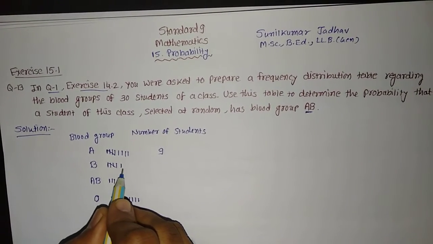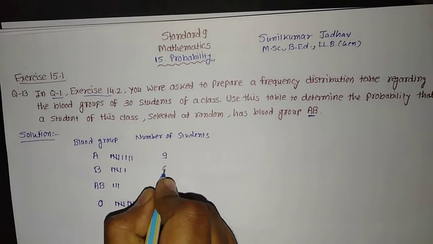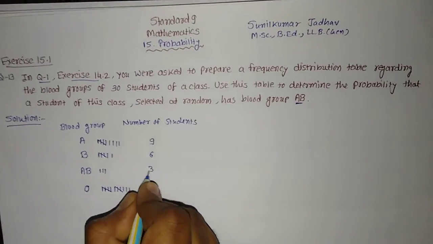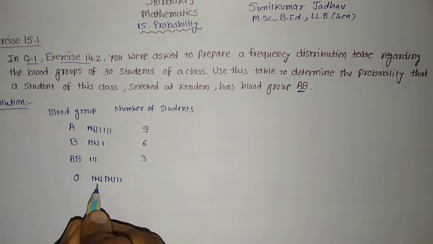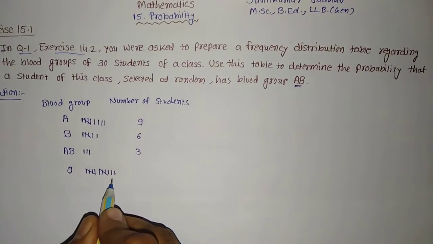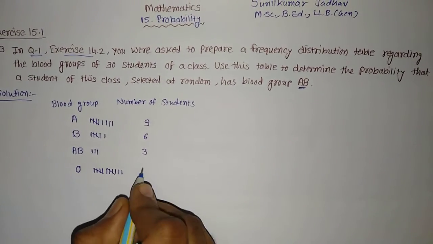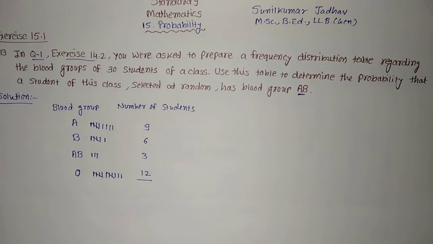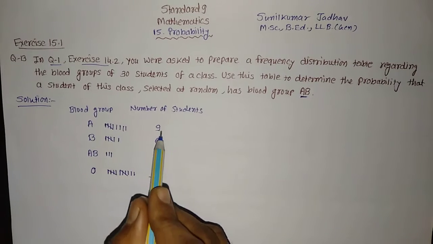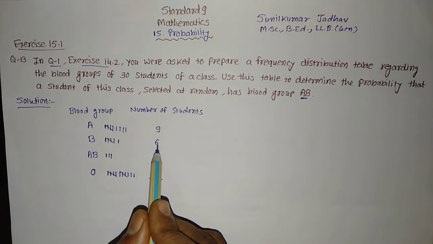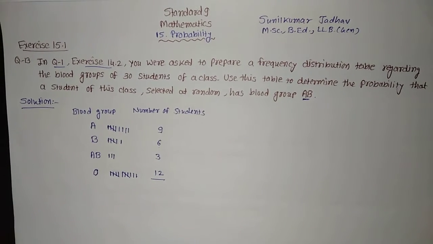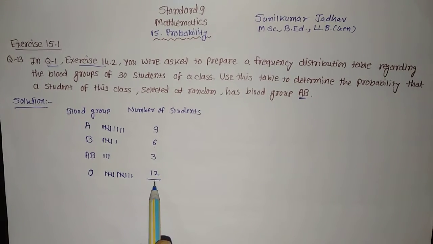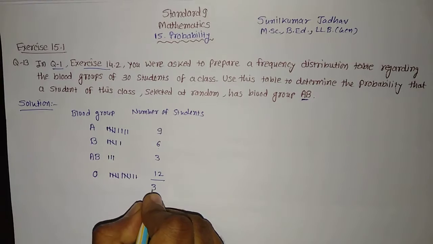Here 5 plus 1 is equal to 6. Here in AB it is 3, and here in O, 5 plus 5 is 10, plus 2, it is equal to 12. Let us calculate whether the total number of students is 30 or not. 9 plus 1 is 10, that is 9 plus 6 is equal to 15. 15 plus 3 is 18. 18 plus 2 is 20, plus 10, that is equal to 30.